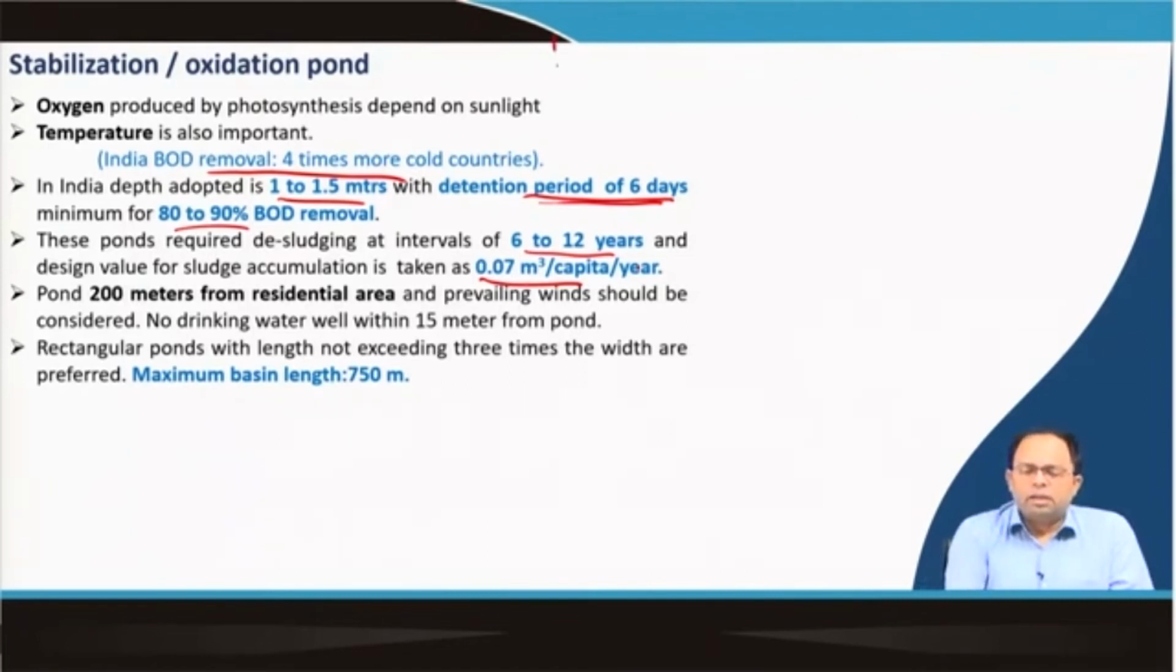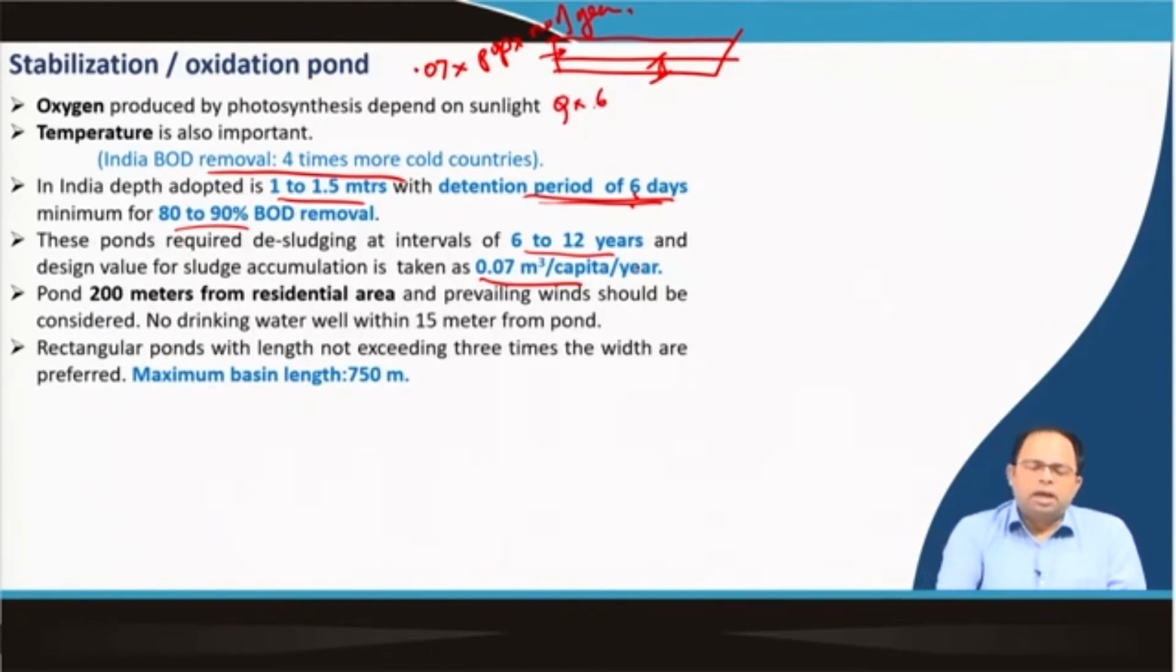So, if I have a tank, the lower part is for storing this excess sludge, which is 0.07 into population into number of years of cleaning. So, that will give you the sludge volume, and the upper volume is for the detention period of 6 days. That is the total incoming wastewater, Q, multiplied by 6 days. Okay. So, that is how we can determine the volume that is required for this kind of stabilization pond.